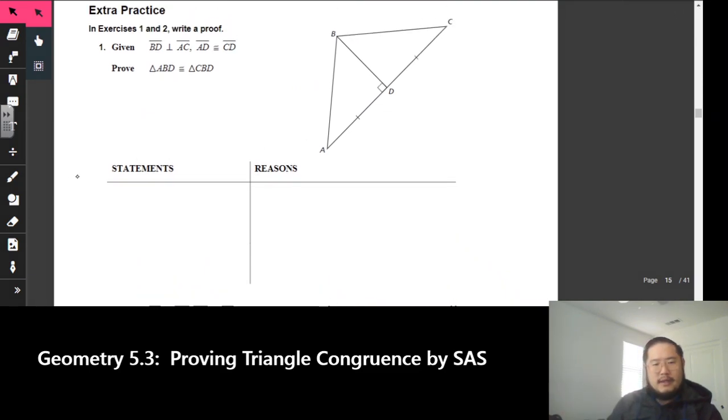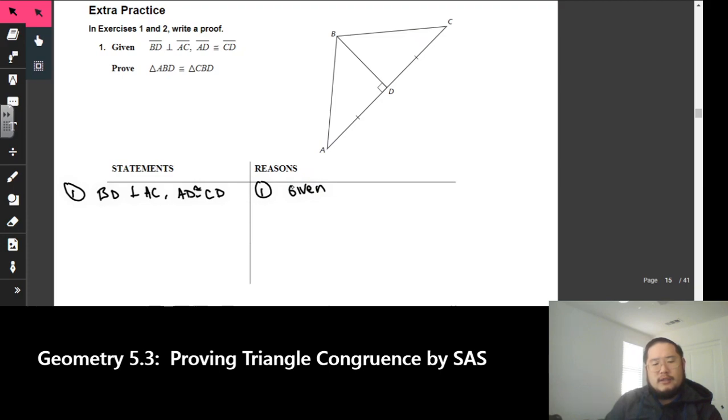So I'll start with step 1. And remember, when you are doing your proofs, write them down and make sure that there are two columns. What's given? It says at the top that segment BD is perpendicular to segment AC. We also have AD congruent to CD. So we're going to put all that down in step 1, and that is the given.